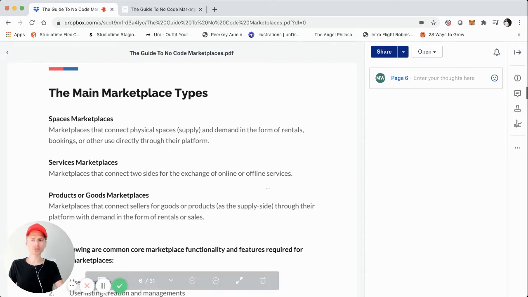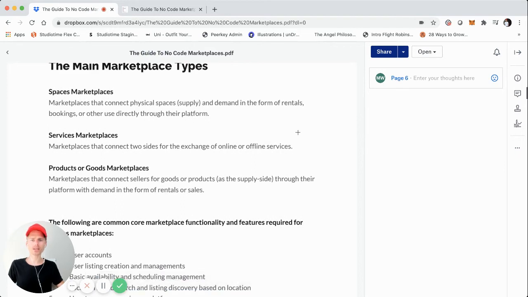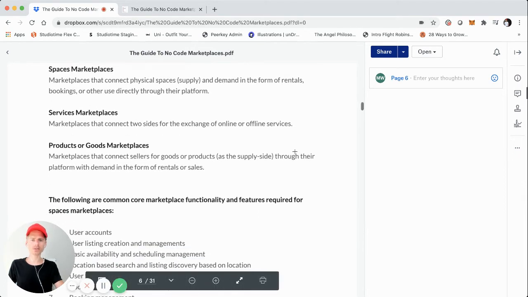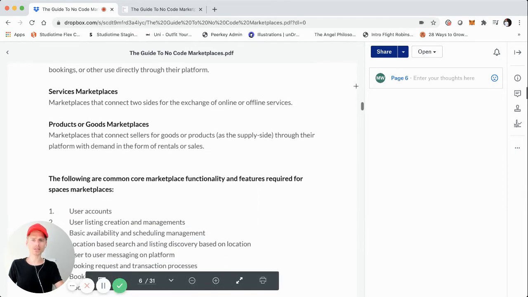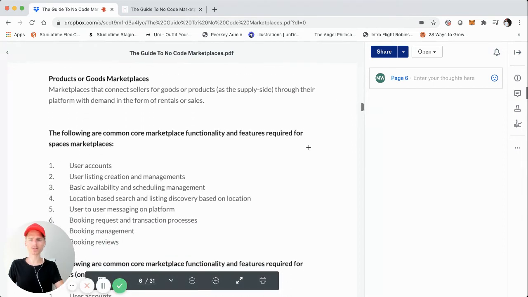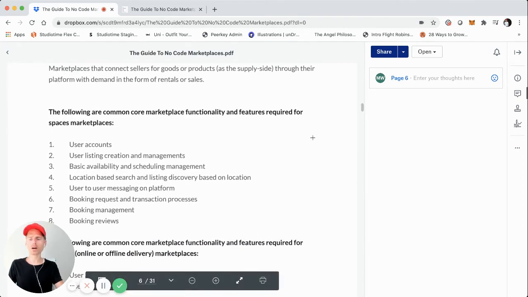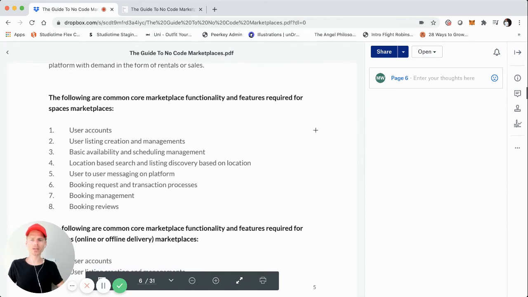The next is service marketplaces, and these are increasingly popular right now. These are marketplaces that connect two sides for the exchange of online or offline services. The next is products or goods marketplaces. These connect two sides for either sales or rentals of products or goods through their marketplace. Some of the examples I mentioned above, like GOAT and The RealReal, are products or goods marketplaces. Now we've skimmed through that because it should be fairly straightforward. This is where it gets a little more specific, so we can refine even further.